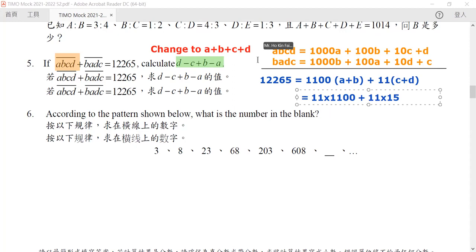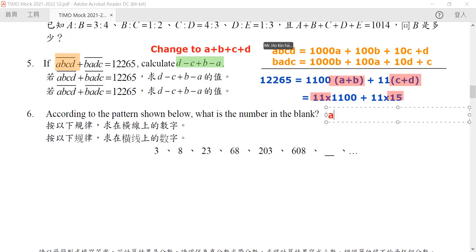So the only way for this to happen is for A plus B to equal 100, and for C plus D to equal 15. In other words, A plus B must be equal to 11 and C plus D must be equal to 15. No other way is possible. So what is the value of A plus B plus C plus D? It will be equal to 11 plus 15, and hence it will be equal to 26. Okay, so this is our question number 5.